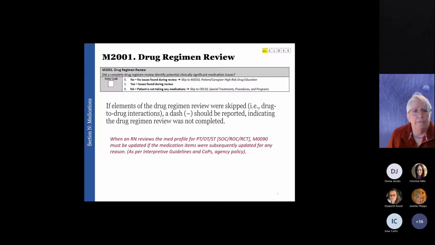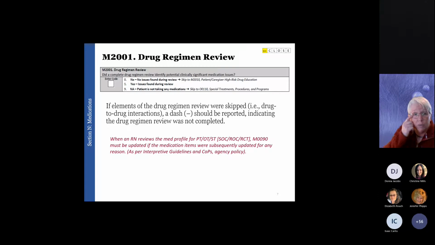So if all elements of the drug regimen review were not done, then they would have to report a dash, saying that the drug regimen review was not completed. So maybe they didn't run any of the interactions, or God help us, for whatever reason, they didn't even write down the medications. Who knows? But if they didn't do all the elements of the drug regimen review, they cannot say 0, 1, or 9. They would have to report a dash.